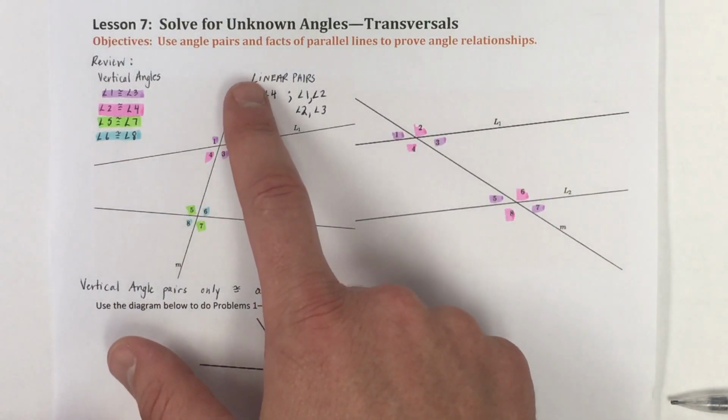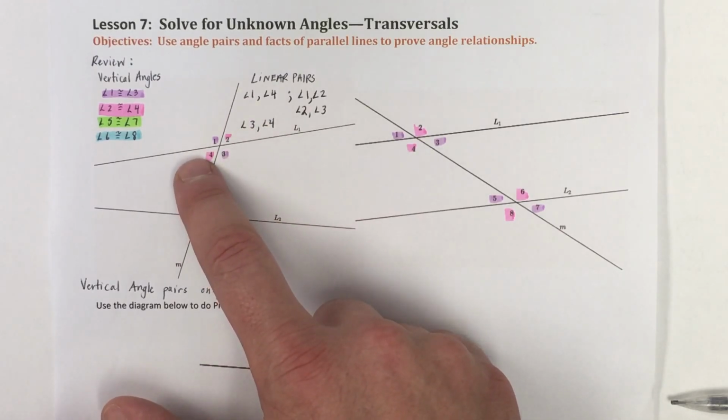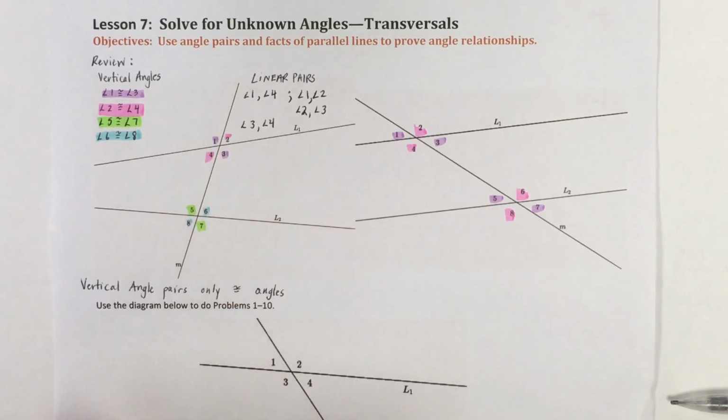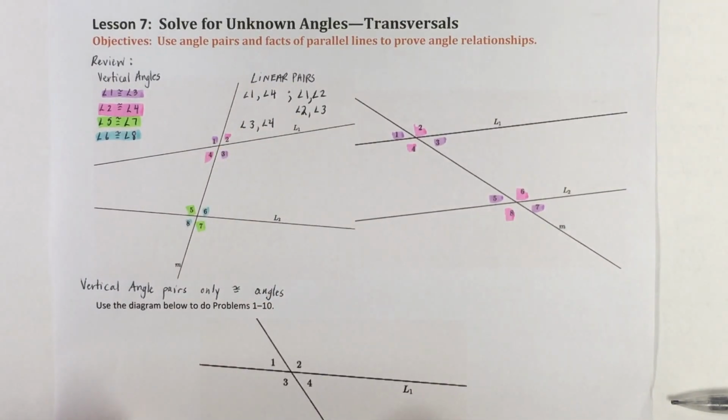Linear pair is also a vocabulary word that we've been using frequently. And so as I look at it, 1 and 4 are linear pairs, they lie on a line and they're adjacent. 1 and 2 are adjacent angles on a line. 2 and 3 are adjacent angles on a line, and 3 and 4.